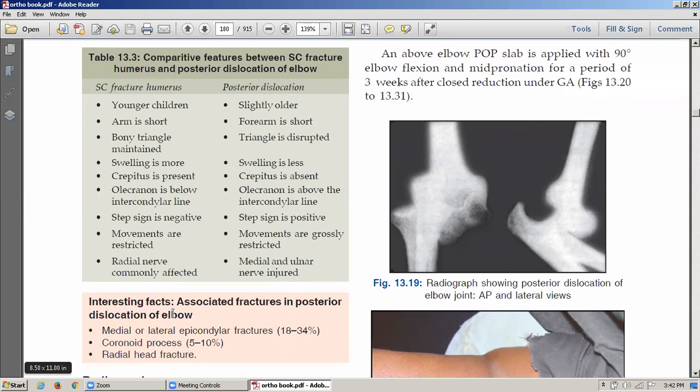Then this is the interesting fact: associated fractures in the posterior dislocation of the elbow show medial or lateral epicondyle fractures in 18 to 34%, coronoid process in 5 to 10%, and radial head fracture.